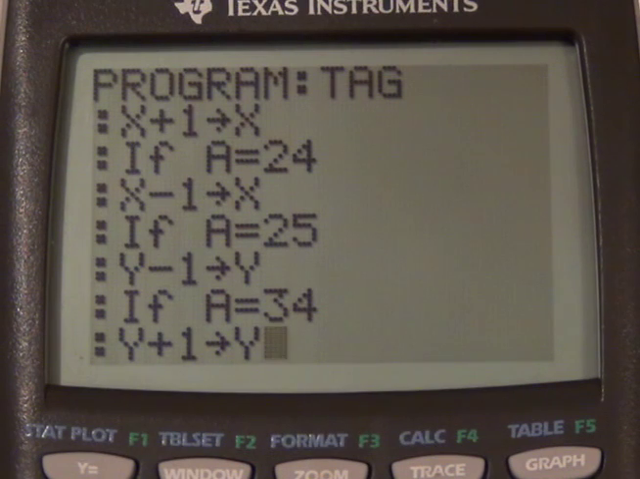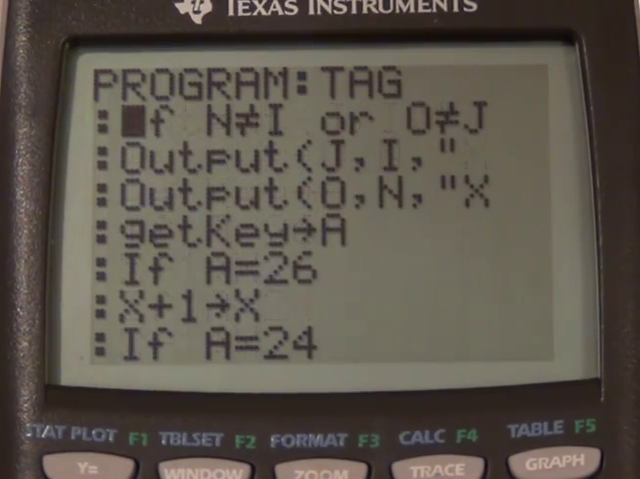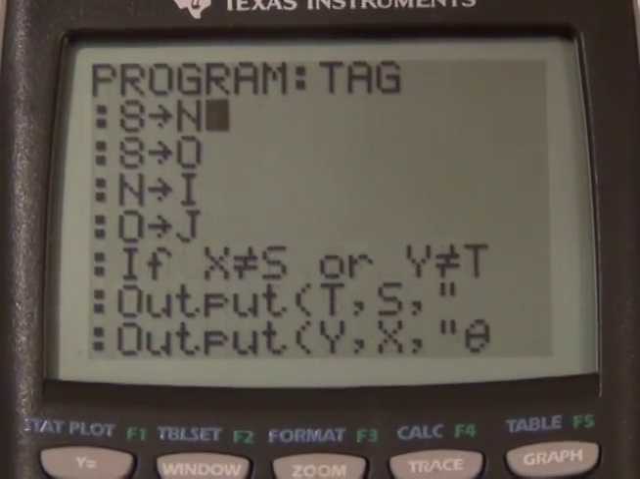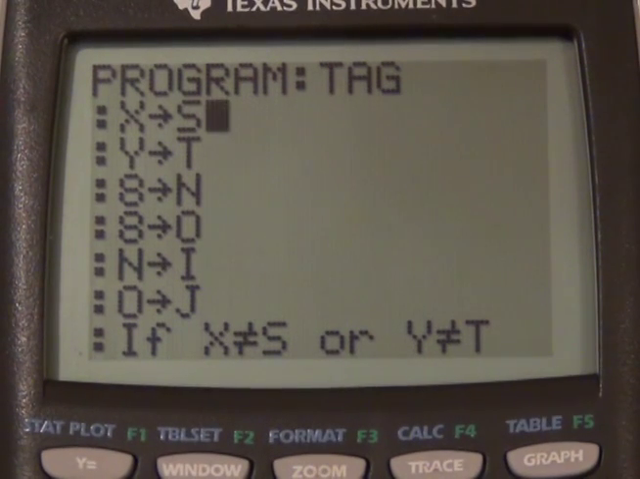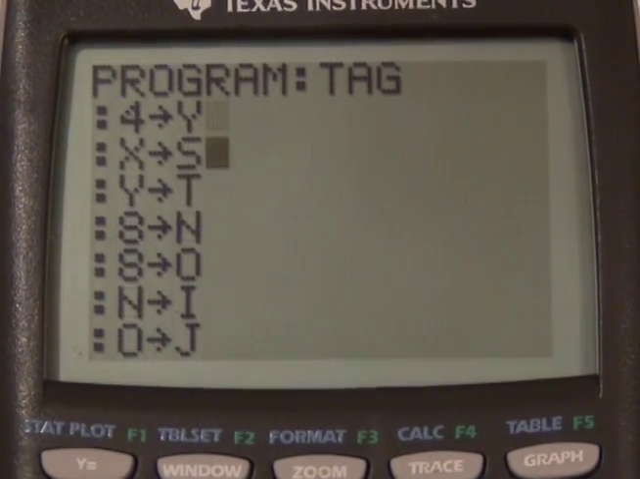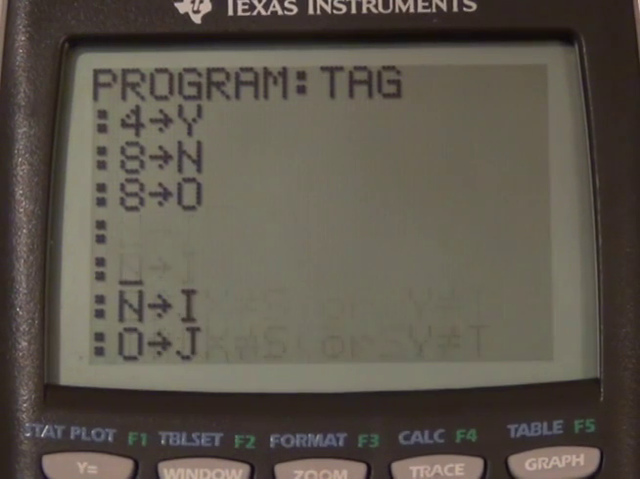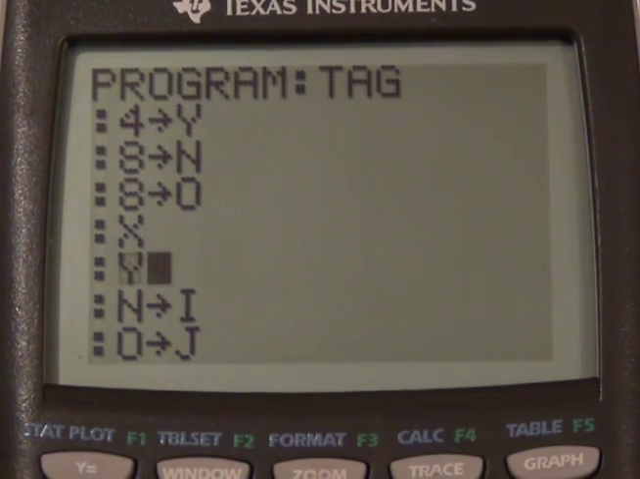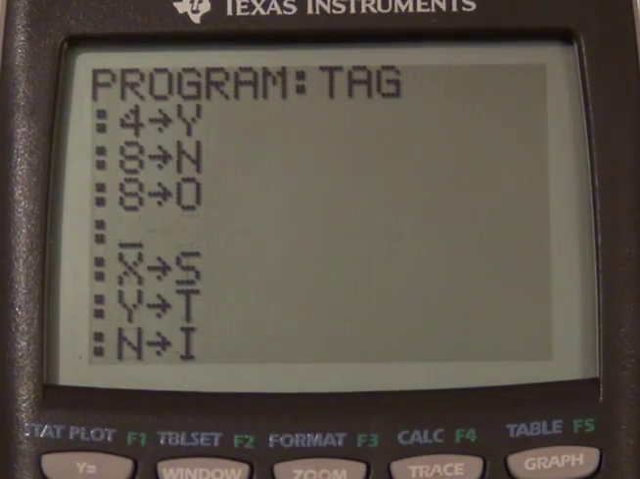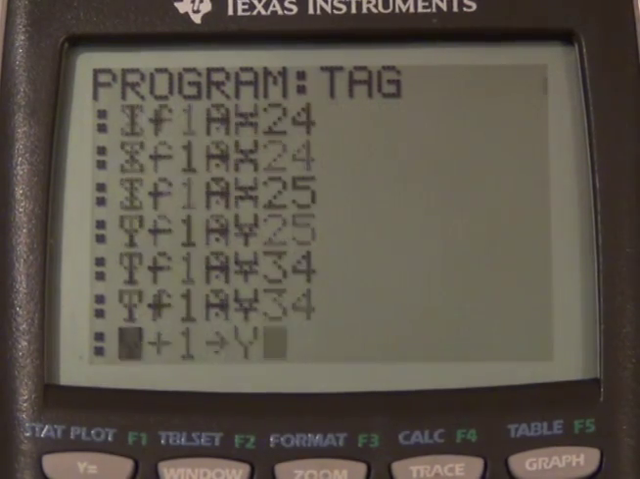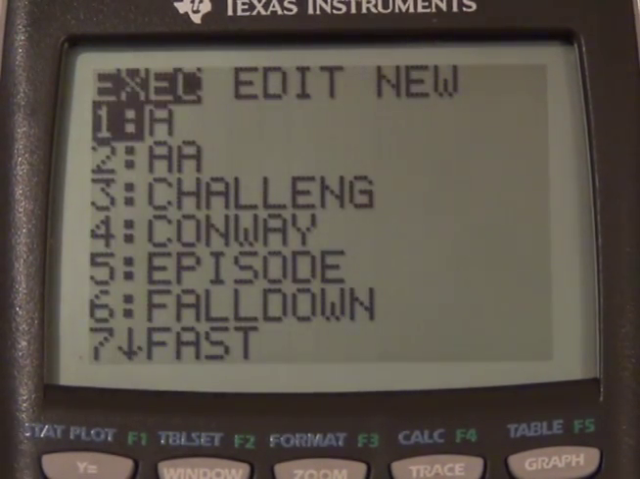Okay, so there's our controls. We can put all this inside of a loop. X stores S and Y stores T are going to be down here. And we'll just put a loop around the entire structure.